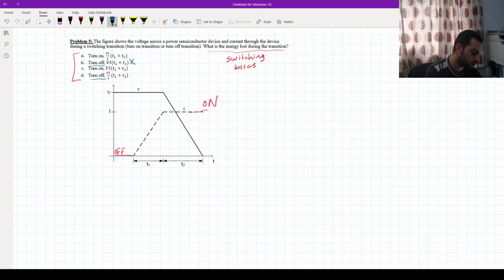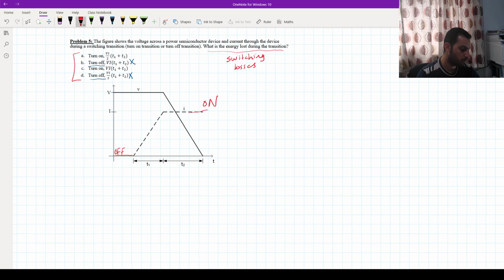So this one is wrong and this one is wrong, okay. They are not turn off, they are turn on, okay. Let's now solve the problem and see how we are going to compute the energy during this transition.